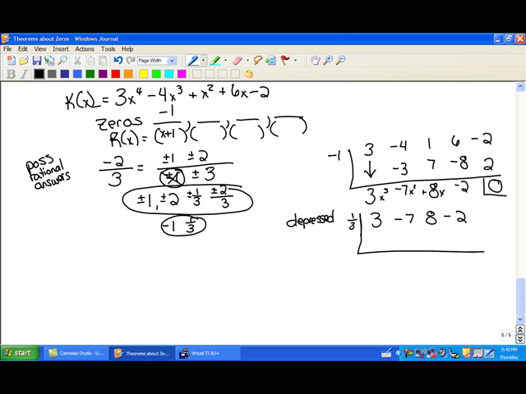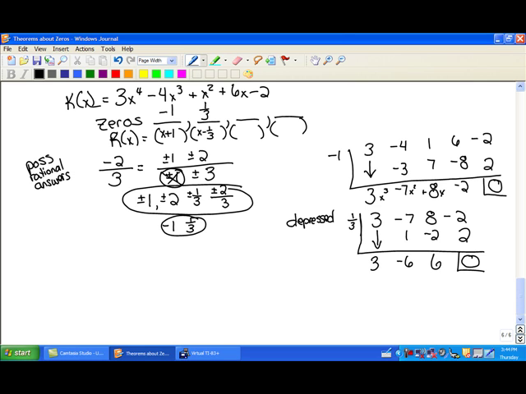We're going to work with a fraction of 1/3, dropping our 3 down. 3 times 1/3 is 1, plus -7 is -6, times 1/3 would be -2, plus 8 is going to be a +6, times 1/3 is going to be a +2, with a remainder of 0. So 1/3 will be a 0, and x minus 1/3 will be the factor.